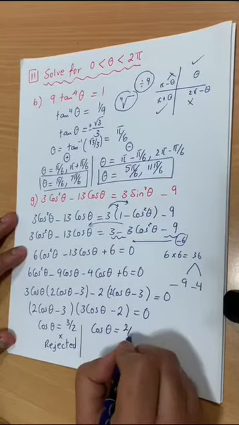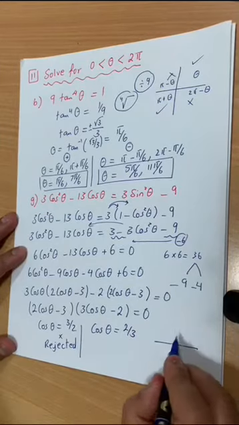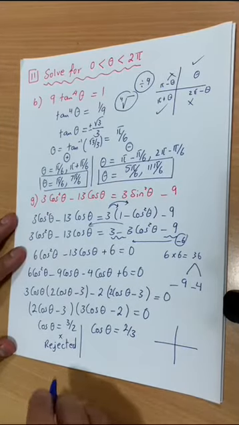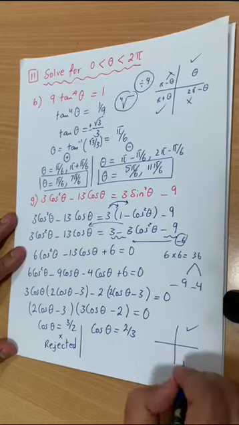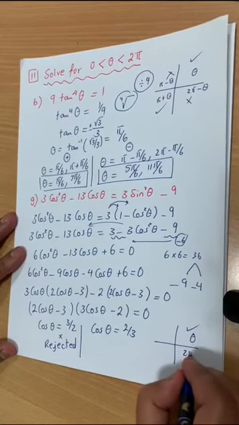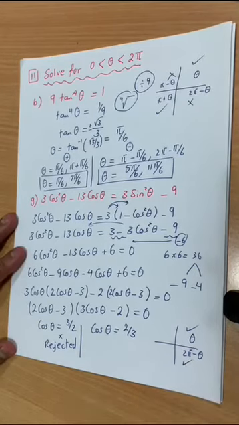So only one value left: cosine theta is equal to 2 over 3. In which range are you going to work? On which quadrant? Cosine is positive in the first and fourth quadrants: theta and 2 pi minus theta. You can do it by yourself.